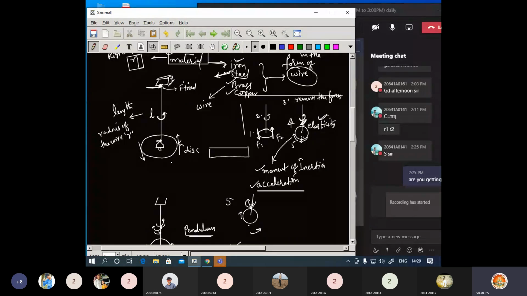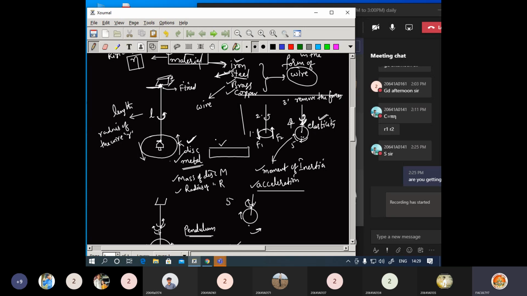The material can be in the form of a disc or a rectangular cylinder, whatever it may be. In this concept we are taking a disc. This is a metallic disc, made of metal. Consider that this disc has a mass m, and the radius of the disc is capital R. These are the physical factors of the disc hanging at the bottom end of the wire.